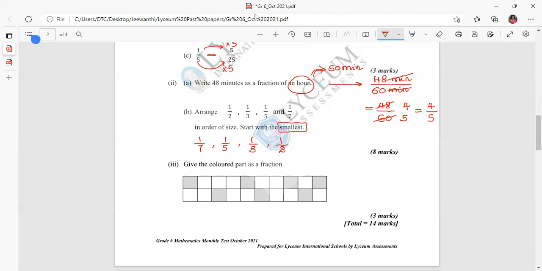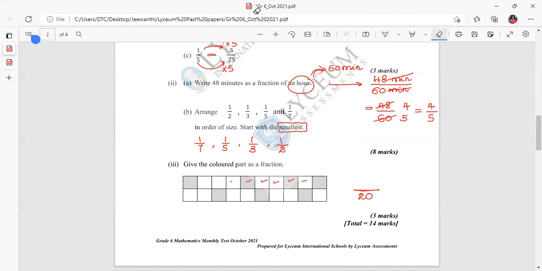Hope it is clear. So then the next one, you want to write the colored part as a fraction. First of all, you know that in a fraction, we do have two parts. The lower one is the denominator and the upper one is the numerator. For the denominator, we mention the total number of squares we have here, that you can count. 1, 2, 3, 4, 5, 6, 7, 8, 9, 10. That means we have 2 rows, so that should be 20. Altogether, we do have 20.